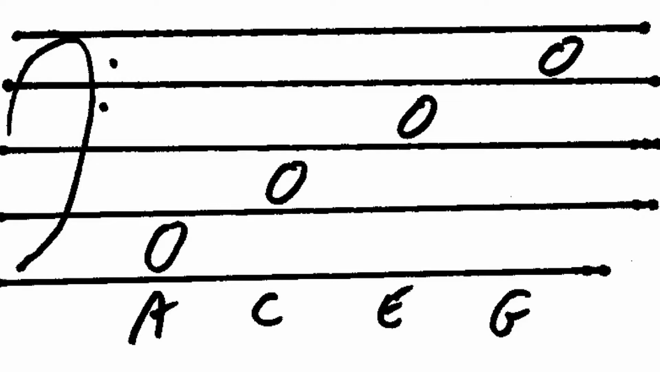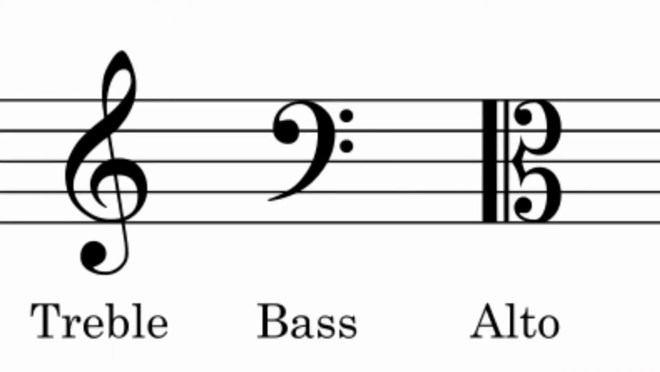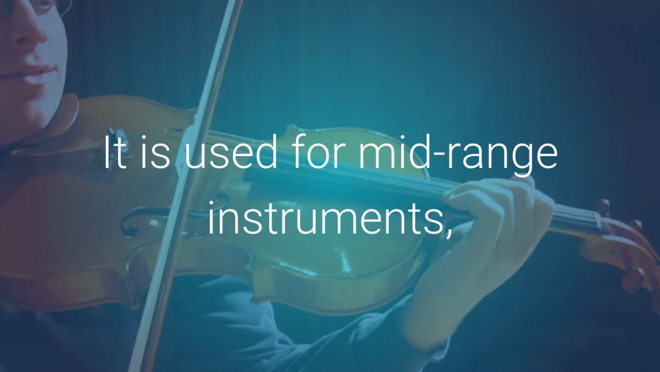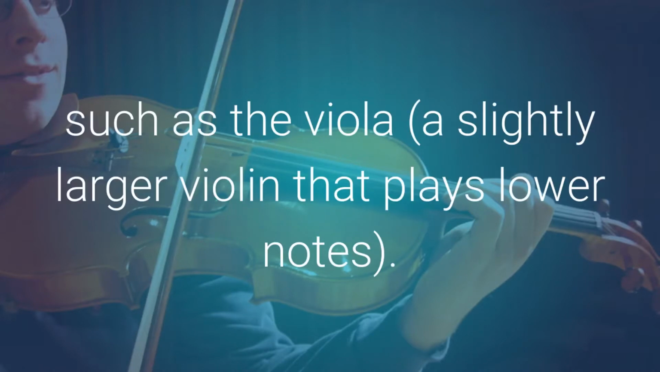Sorry girls, I haven't yet figured out one for you, but please feel free to email me suggestions, as this would be greatly appreciated. How about the spaces? Again, from the bottom up, A, C, E, G, or all cows eat grass. Now, if you thought that adding an extra clef wasn't confusing enough, here's one more. The alto clef. The alto clef, or C clef, tells us where the note C is. It is used for mid-ranged instruments, such as the viola, a slightly larger violin that plays lower notes.